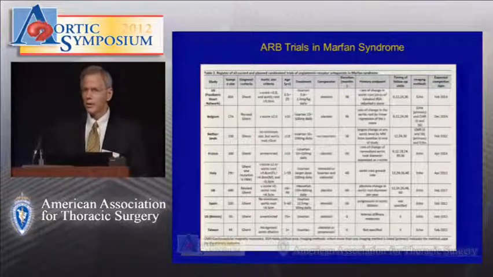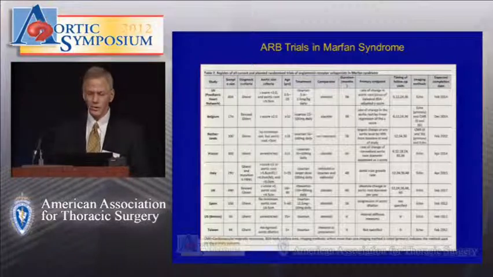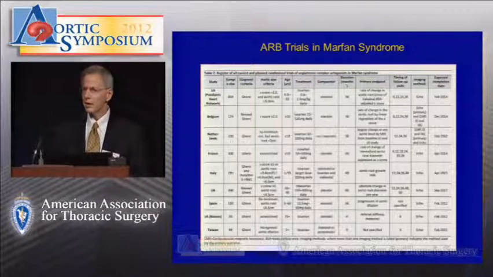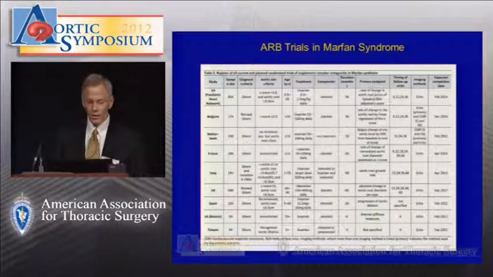There are many trials going on around the world looking at ARB therapy and Marfan syndrome. The U.S. study is a Pediatric Heart Network study. It's finished its enrollment. It'll be completed in about 2 years. And these studies should help to understand what the role of ARB drugs is for the natural history or treatment of Marfan syndrome.